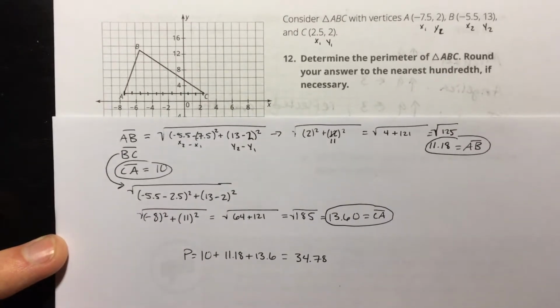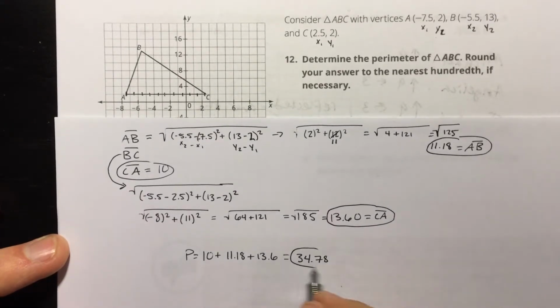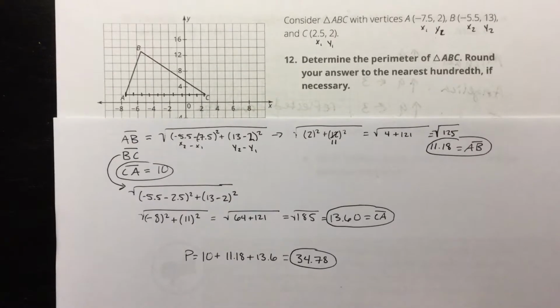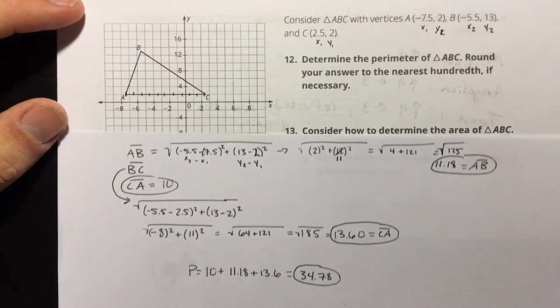Okay. If you want to double check that on a calculator, you can. That's just what I had from my notes from earlier. So hopefully that's correct. If you catch an error on these, go ahead and let me know. Maybe some extra credit, because it means you're watching these, which is good. So that was 12 to determine the perimeter.